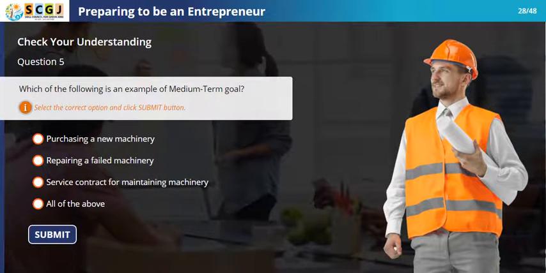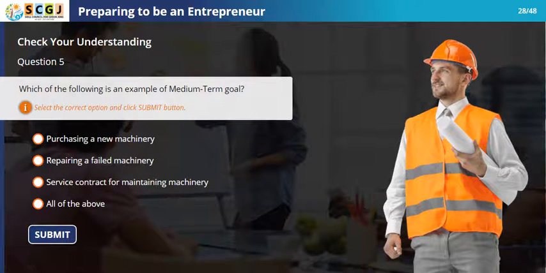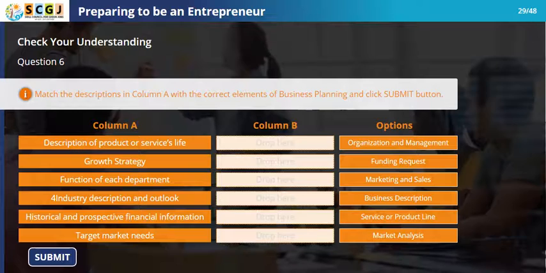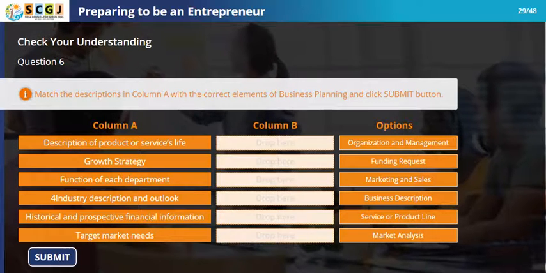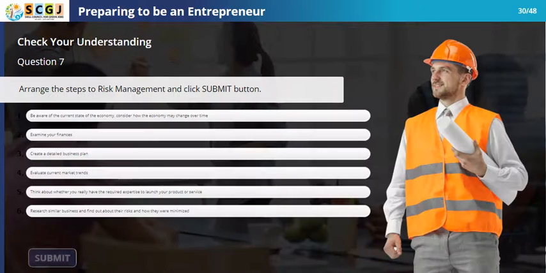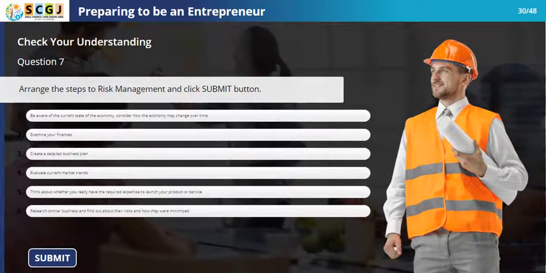Which of the following is an example of medium-term goal? Select the correct option and click Submit button. Match the description in column A with the correct elements of business planning and click Submit button. Arrange the steps to risk management and click Submit button.